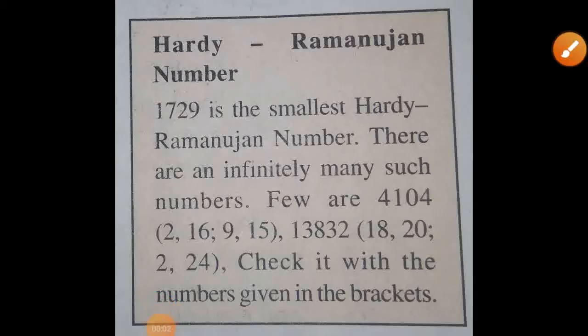Now we are going to talk about the Hardy-Ramanujan number. What is this? It is 1729. 1729 is the smallest Hardy-Ramanujan number. There are infinitely many such numbers. A few are 4104, whose cube pairs are 2, 16, 9, 15, and 13832, whose cube pairs are 8, 20, 2, 24.